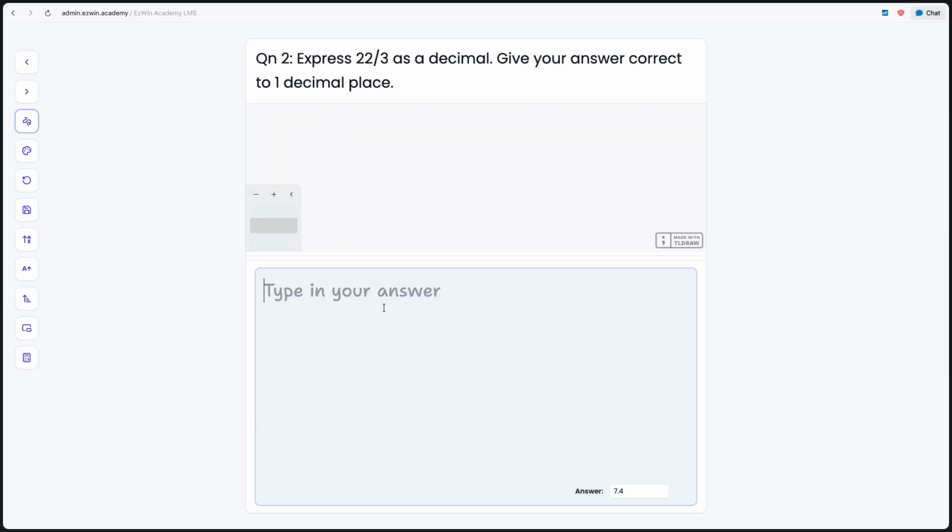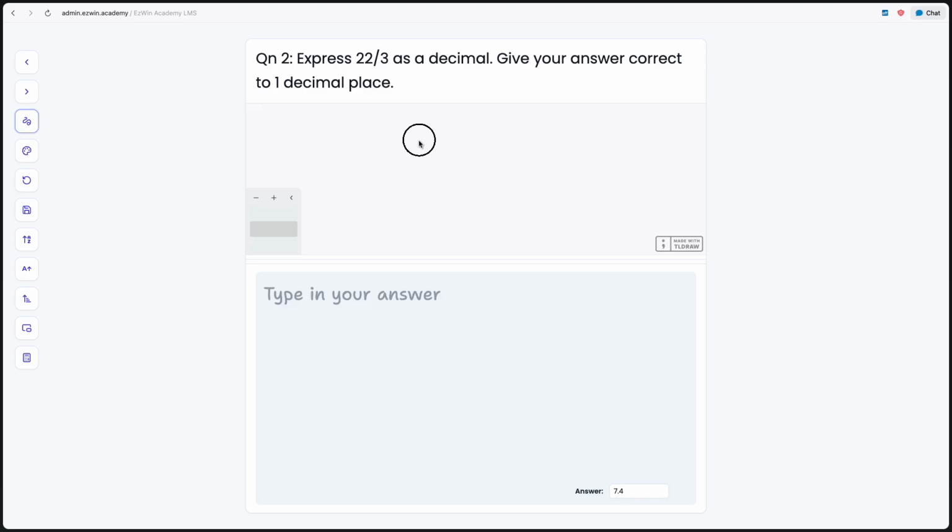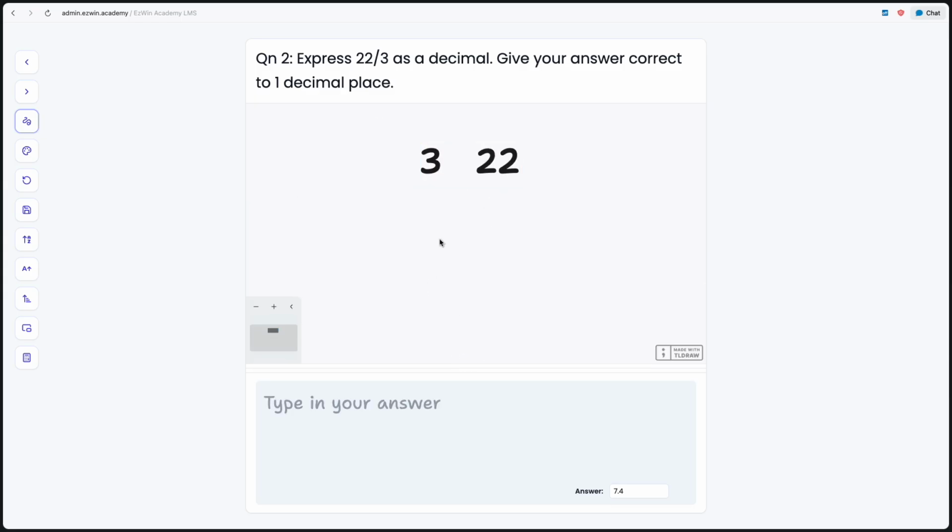Question 22. Express 22 1/3 as a decimal. Give your answer correct to 1 decimal place. In this case, it's basically a simple division. So 3, and then you have 22. That's what I see over here. I'm going to make this a bit bigger. Just do a simple division working.